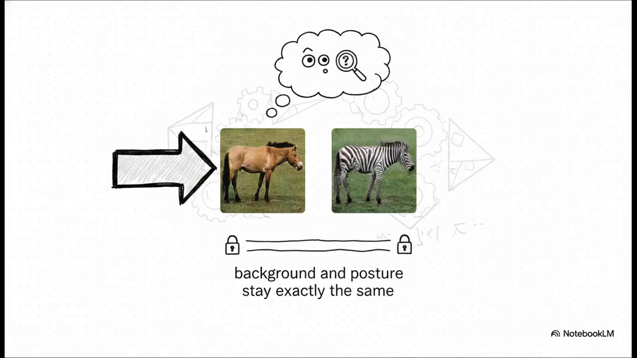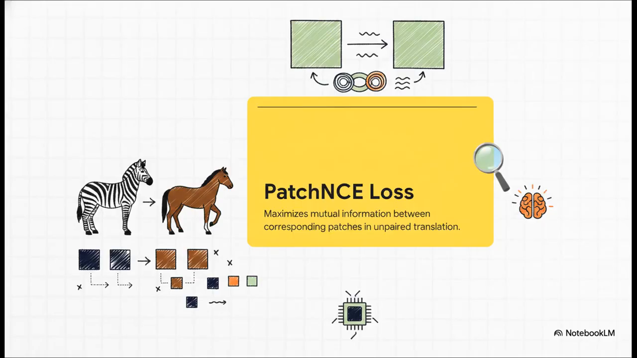Now look at this classic example right here, translating a horse into a zebra. The massive catch here is that we don't have paired data. We don't have a perfectly matched photo of that exact horse painted with zebra stripes to use as a target. So how on earth do we ensure the background and the posture stay exactly the same? We pull this off using patch NCE loss. It is a brilliant contrastive learning framework.